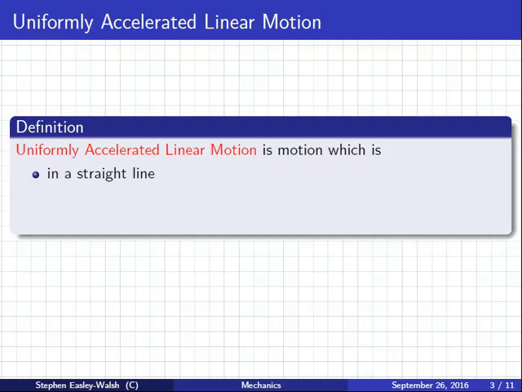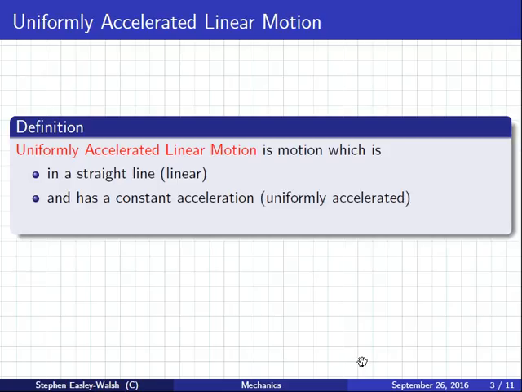Accelerated, so it has an acceleration. And uniformly, constant what? Velocity. Not quite, acceleration. So uniformly accelerated linear motion is motion which is in a straight line, that's the linear part, has a constant acceleration, that's the uniformly accelerated part. And it's very, very common in physics. It's like one of the most common physics situations.